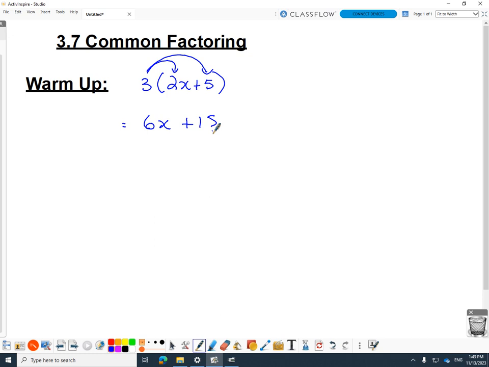This is called expanding. So again, I want you to write that word because it's going to help you when you're doing questions to know which one you're supposed to do. This is called expanding. I didn't write a whole sentence there for you. I just wrote expanding. Okay?